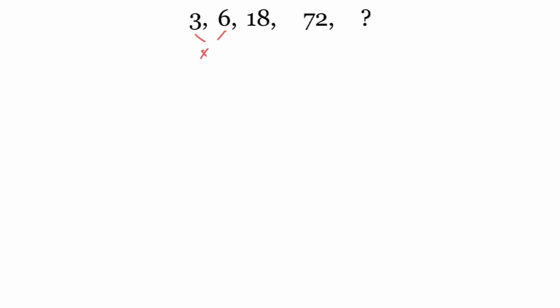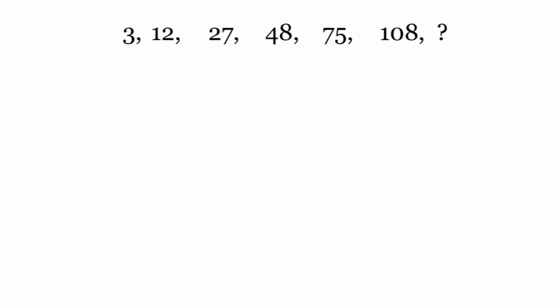3, 6, 18, 72 and find missing number. 3 into 2 is 6, 6 into 3 is 18, 18 into 4 is 72. Possibly next term is 72 into 5. What is 72 into 5? 360. So missing number is 360.